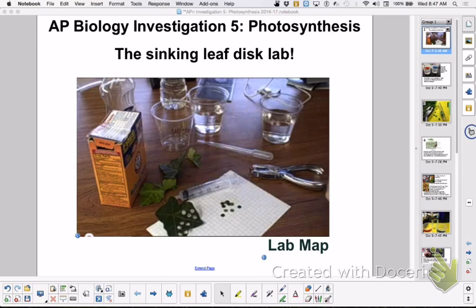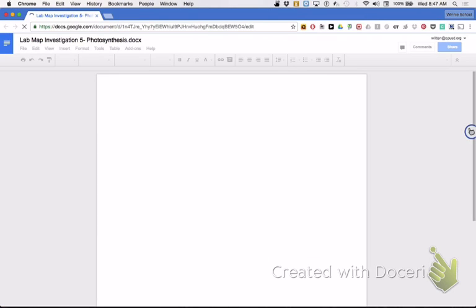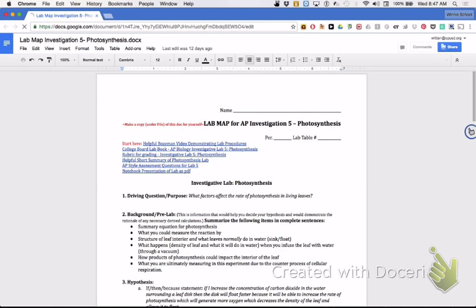Okay, so in this lab, you have your lab map to follow. Let's see if it links it. Go to the lab map. You have several links here that hopefully help you. Tell your bio buddy, how many of those did you look at?